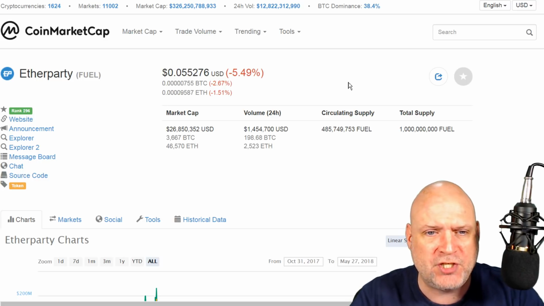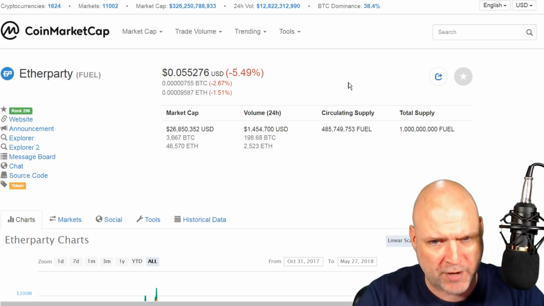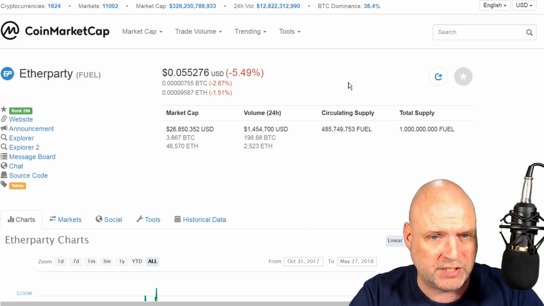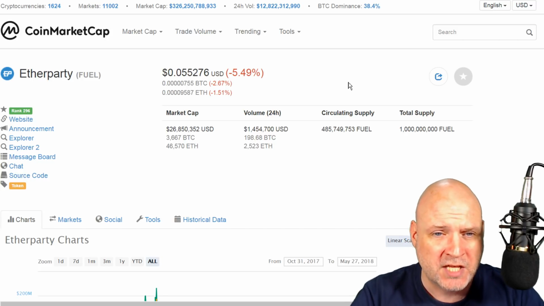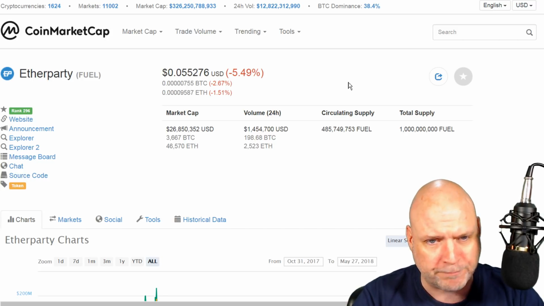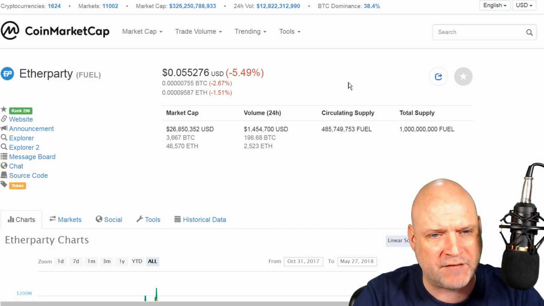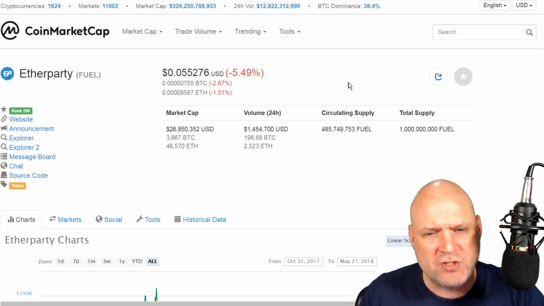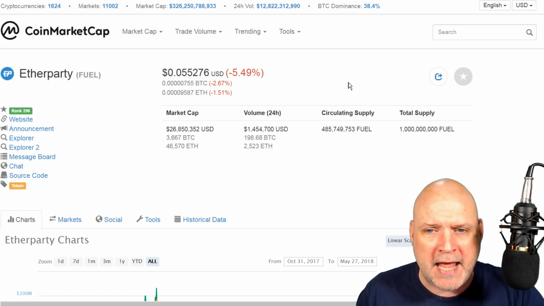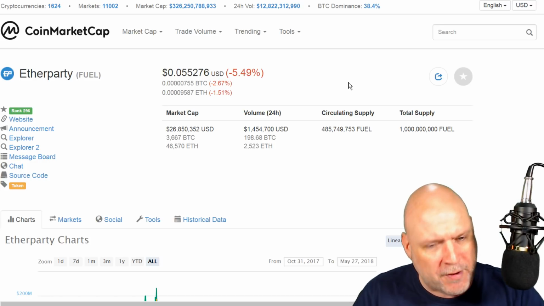Market capitalization, however, is almost 27 million US dollars. Total supply is pretty high at 1 billion, and circulating supply just under 500 million. It's currently sitting at just 5.5 cents, 755 Satoshi, 9,587 Vitalik. So yeah, it's not really fulfilled any promise. And again, it continues to languish at about the same level.